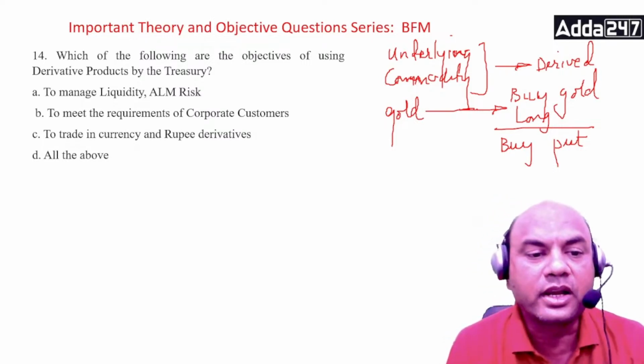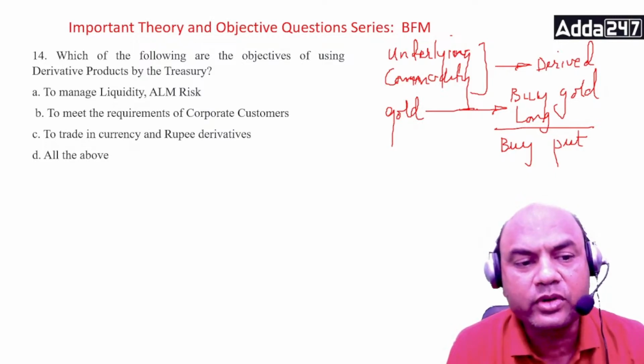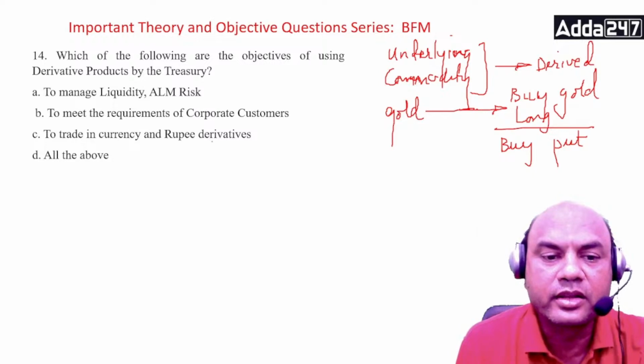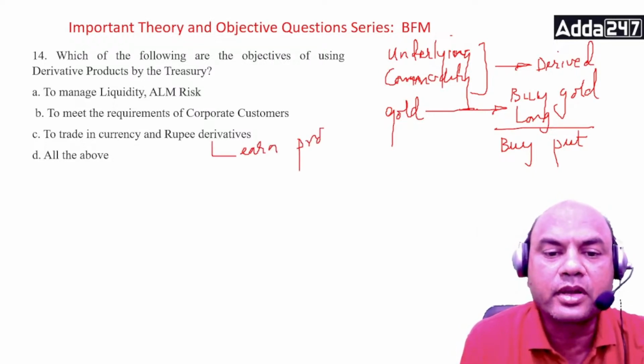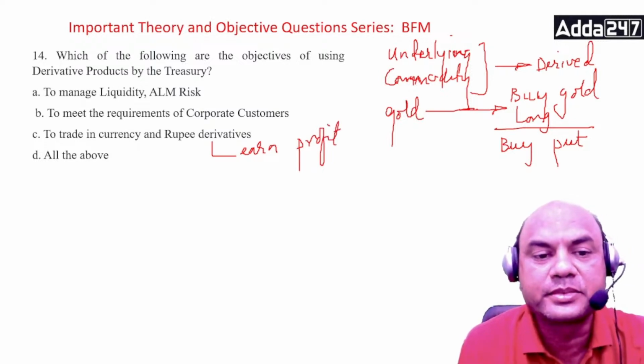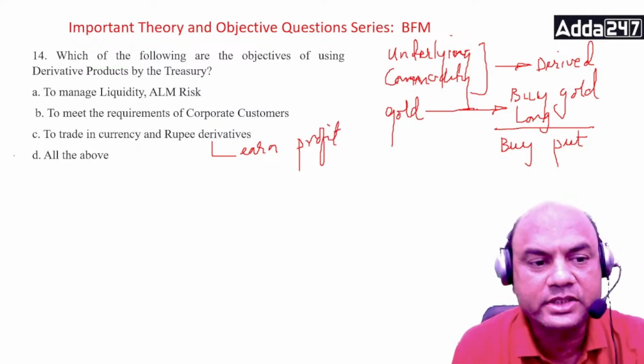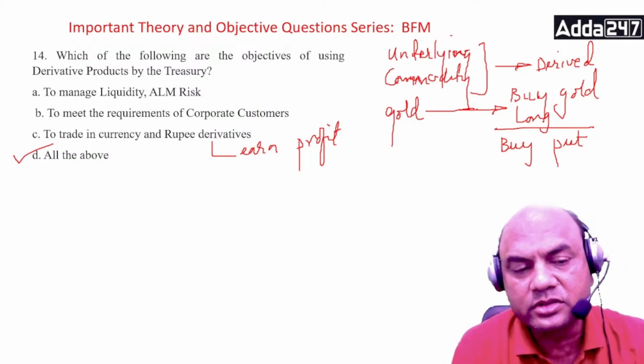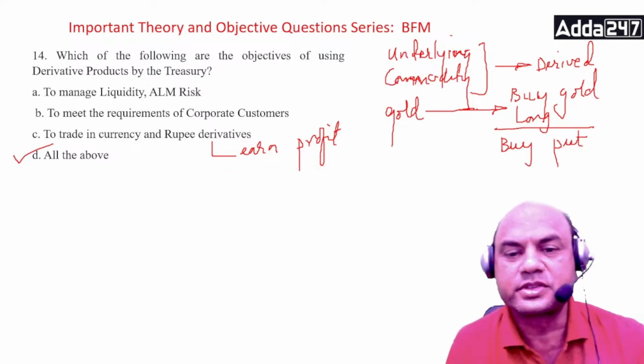And the third one is to trade in currency and rupee derivatives. Why do we want to trade in currency and rupee derivatives? To earn profit. So always remember, earn profit. So the answer is all of the above. It prevents the risk also. It earns profit also.